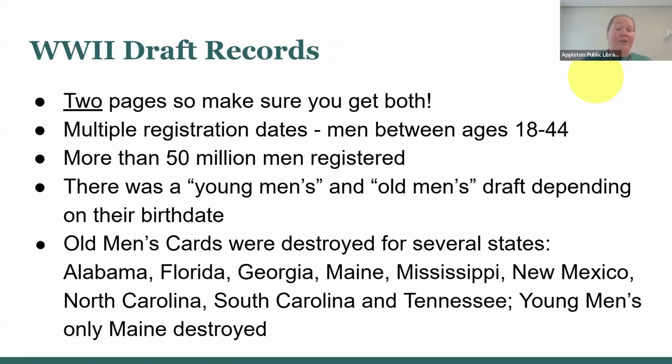More than 50 million men registered, so hopefully there's a good chance that you have some ancestors in the registration. They did have a young men's draft and an old men's draft, depending on what their birth date was. Unfortunately, if they lived in certain states, some of those cards were destroyed. So I've got a listing here for you: Alabama, Florida, Georgia, Maine, Mississippi, New Mexico, North Carolina, South Carolina, and Tennessee. All the old men ones were destroyed for some reason. The young men's, only Maine, for whatever reason, was destroyed. So if you have Maine ancestors, sorry.